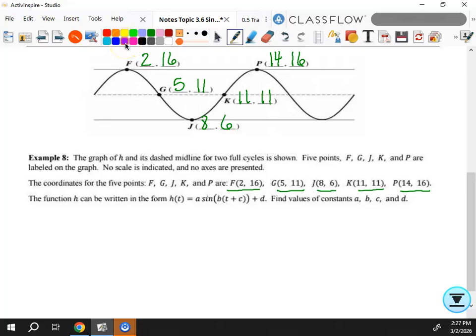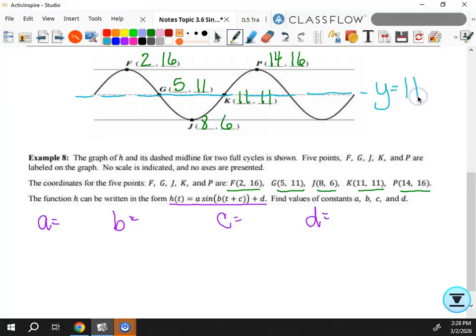So on the actual exam, you will be told what kind of form of an equation you need. It could be sine or it could be cosine. And then they're just asking me for A, B, C, and D. All right. So once again, I think midline, it's already even drawn in there for you. Midline is at y equals what? 11. So that makes that 11.